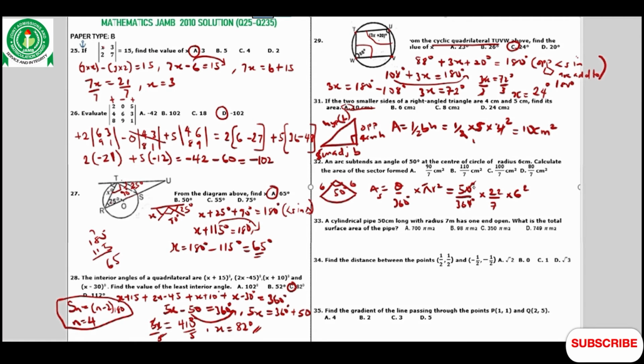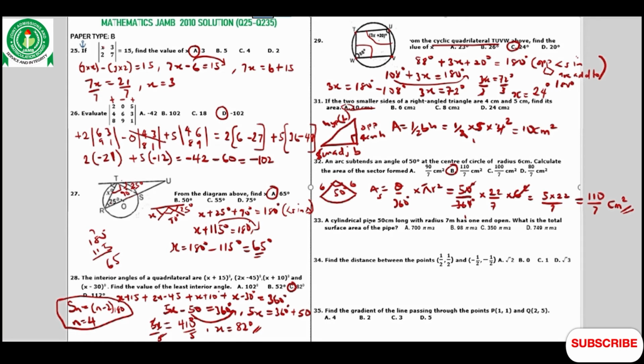So this 10 cancels this 360, it means 5 over 36. Then 36 cancels 6 squared. So what we have here is just 5 times 22 all over 7. When you multiply them together, we have 110 all over 7 centimeters square. That's the unit of area. So 110 over 7, that is option B.